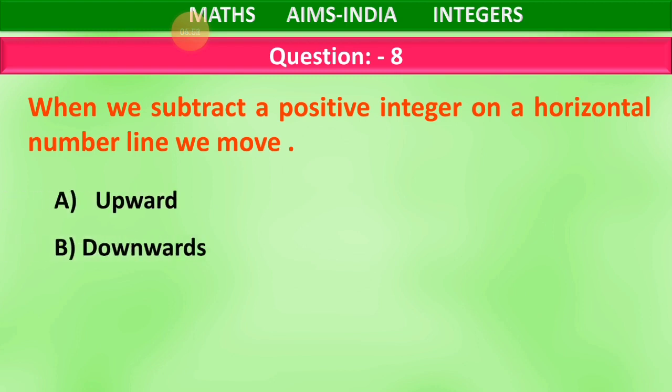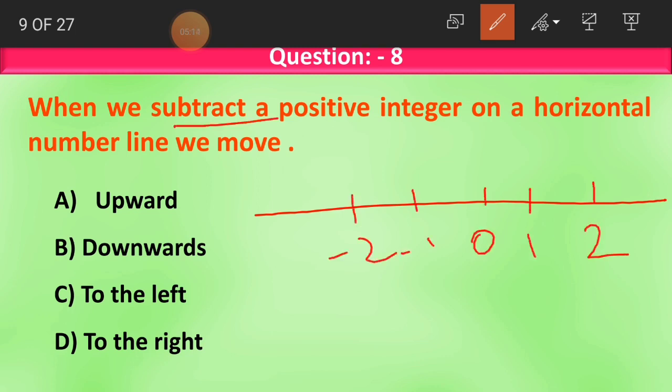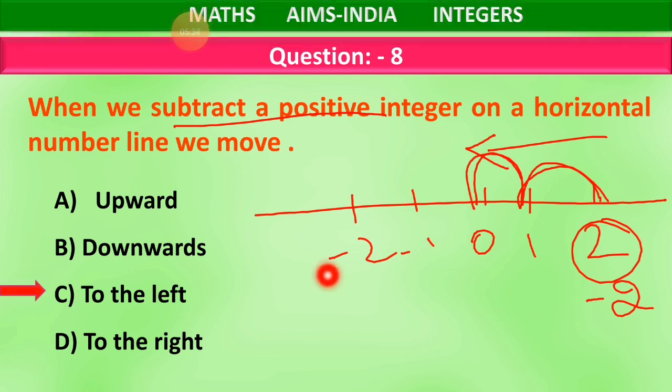The next question is, when we subtract a positive integer on a horizontal number line, we move A. Upward, B. Downwards, C. To the left, D. To the right. Again, what are they saying? When we subtract a positive integer, I'll say 2 minus 2. In which way will I move? 1, 2. I'm moving in the left direction. When we subtract a positive integer, we move to the left, okay class? When we add a positive integer, we move to the right. When we subtract, we do the opposite, which is move to the left.